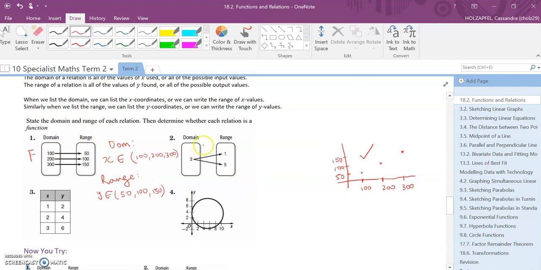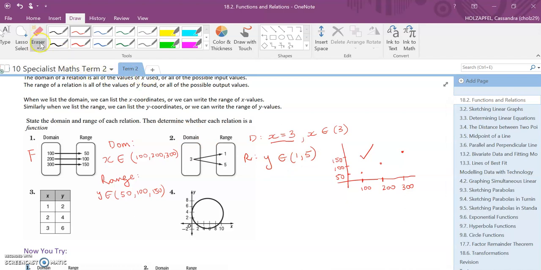Okay, so let's have a look at the second one. The second one is even easier. So the domain: x is only equal to 3. Or we could say that x is an element of the subset 3, but I'd just prefer to write this because that's the only value there. The range, our possible values for y here, we've only got a couple, so y is going to be an element of 1 or 5.